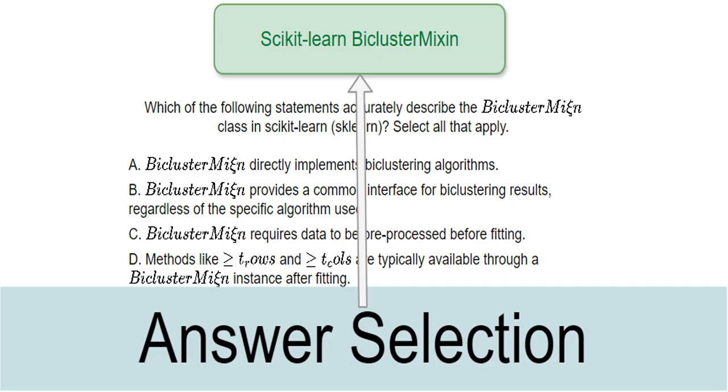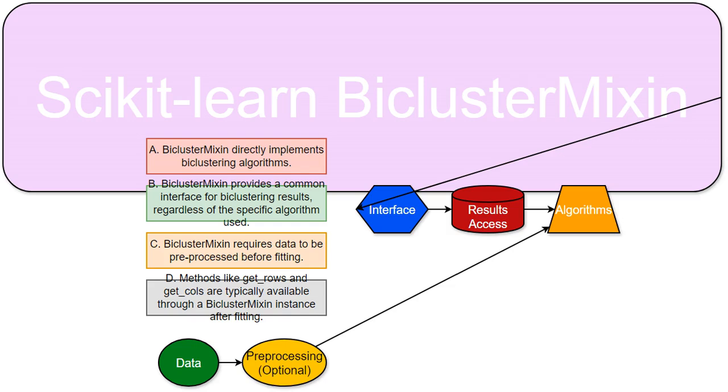Based on our analysis, options B and D correctly describe BiclusterMixin. Remember, BiclusterMixin is about managing results consistently, not performing the actual biclustering. This refers to a class within the popular Python machine learning library, scikit-learn, specifically designed for handling the results of biclustering algorithms. I think of it as a standardized container.